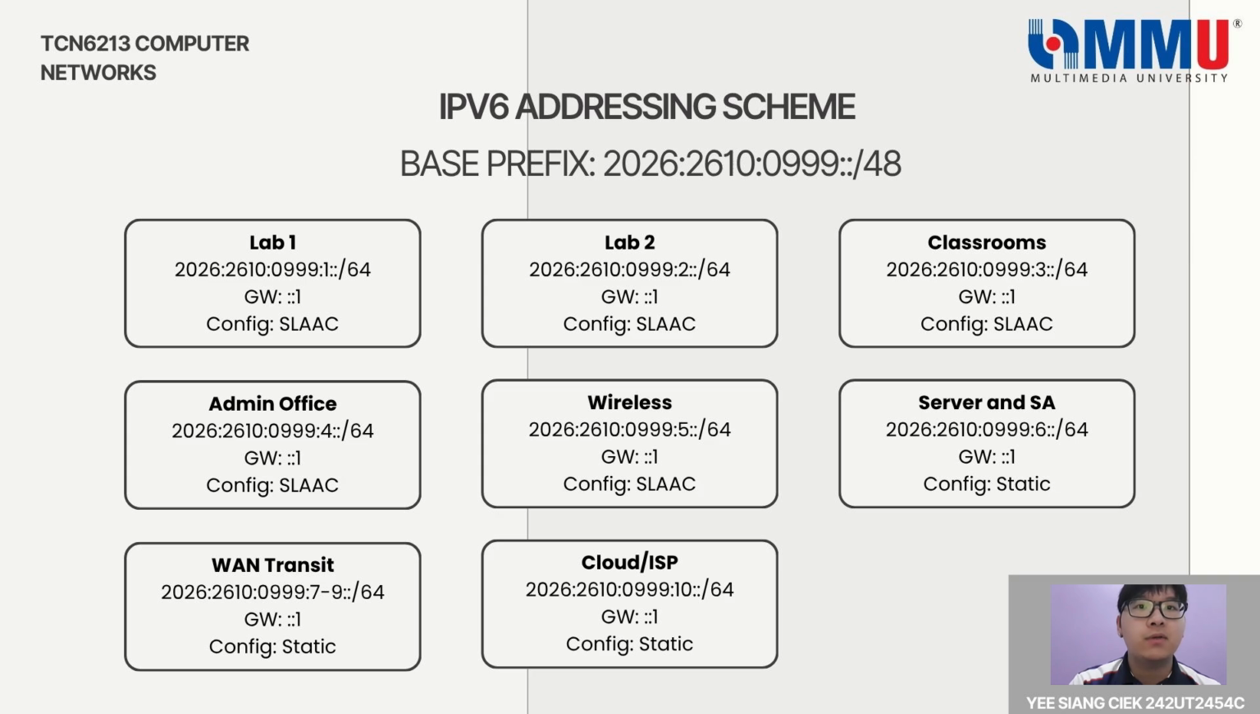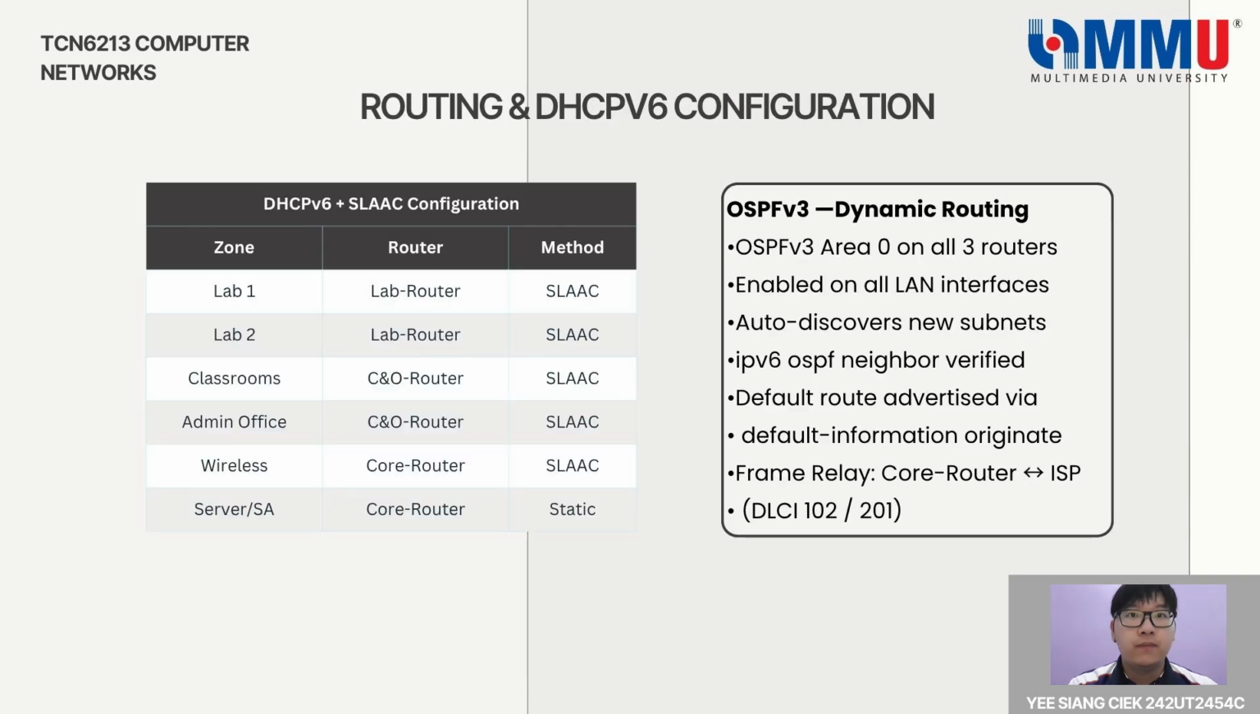One transit link uses subnets :7 through :9, and the cloud or ISP segment uses :10::/64, both statically configured. The default gateway for all subnets is the ::1 address of their respective router interface. For dynamic routing, we use OSPFv3 in area 0 across all three routers.